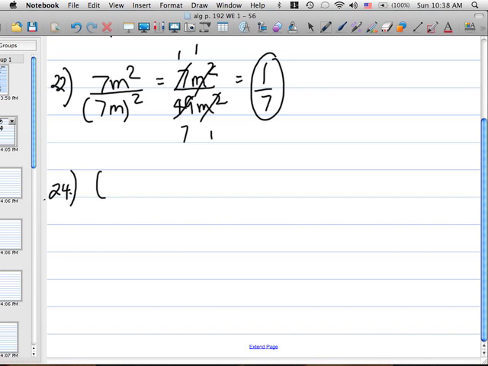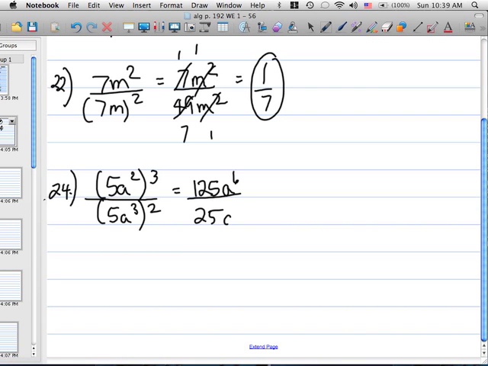Problem 24, the quantity 5a squared taken to the 3rd power over the quantity 5a cubed taken to the 2nd. We have to take the power of the product, so 5 cubed is 125, and multiply my exponents, a to the 6, over 5 squared is 25, a to the, multiply your exponents, 6. 25 goes into 25 once and into 125 5, and the a to the 6 is canceled, so my answer is 5.